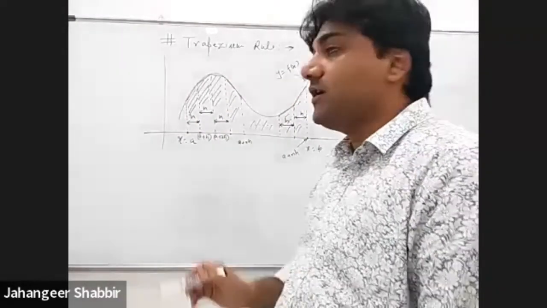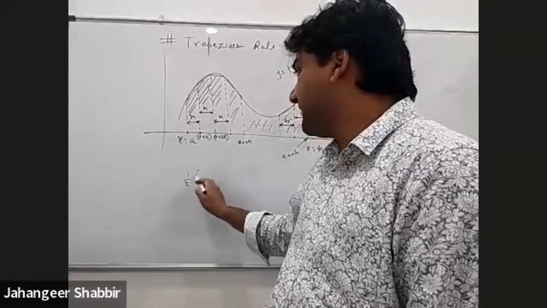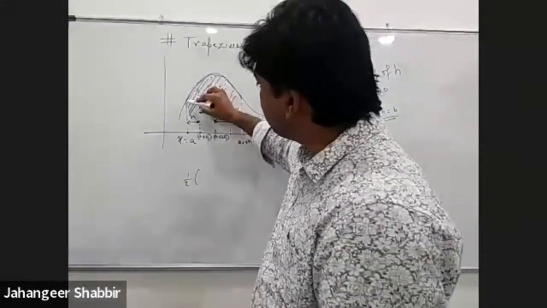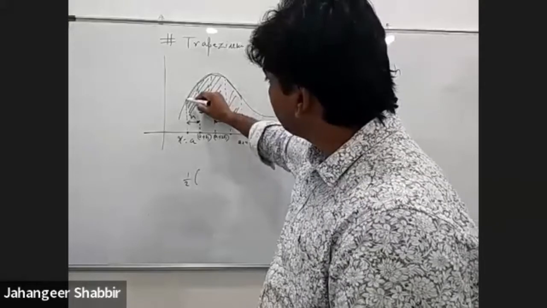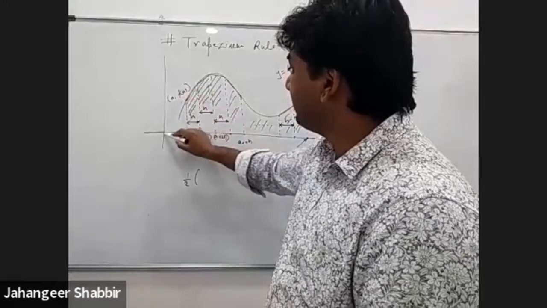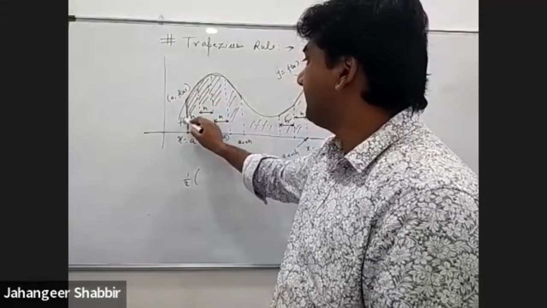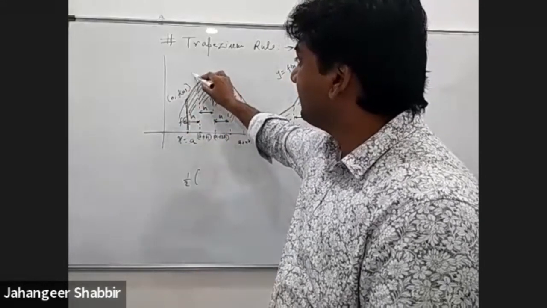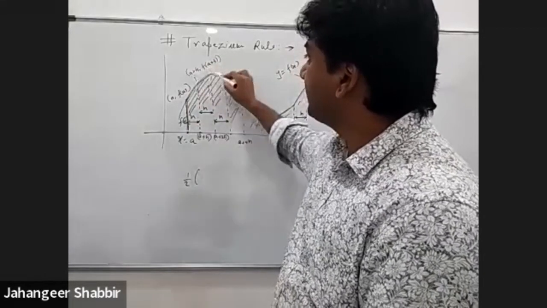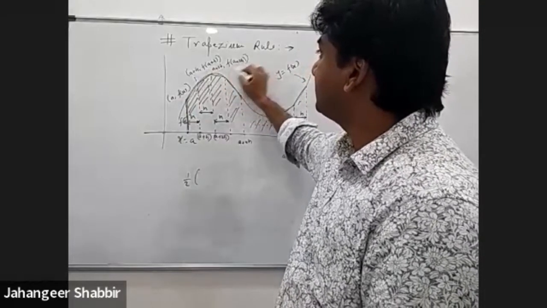Okay, so we know that the area of a trapezium is half times the sum of parallel sides, right? So what is this length, guys? This is y equals f(x). So this coordinate will be a comma f(a), so a is the x length and f(a) is the y length. So what is this length, guys? f(a), right? Similarly, this coordinate will be a plus h comma f(a plus h). This coordinate will be a plus 2h comma f(a plus 2h).